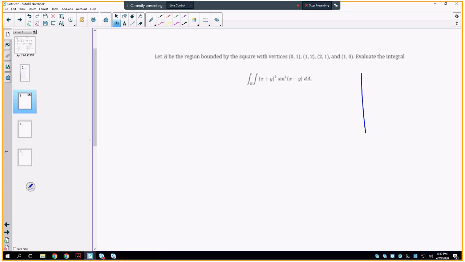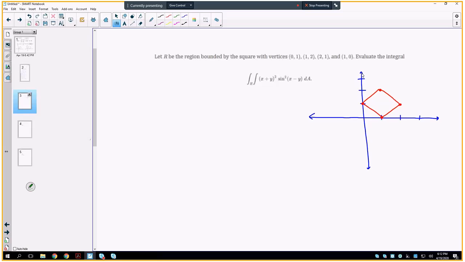Let's go ahead and draw that. So you have, let's say, 1, 2, and 3 here, 1, 2, and 3 here. The first vertex is (0, 1). Then we have (1, 2), (2, 1), and (1, 0). So we have this square.